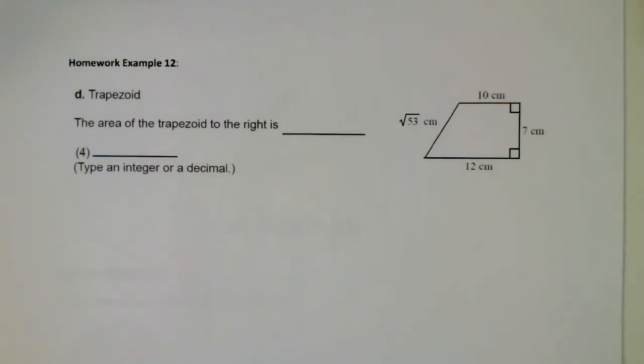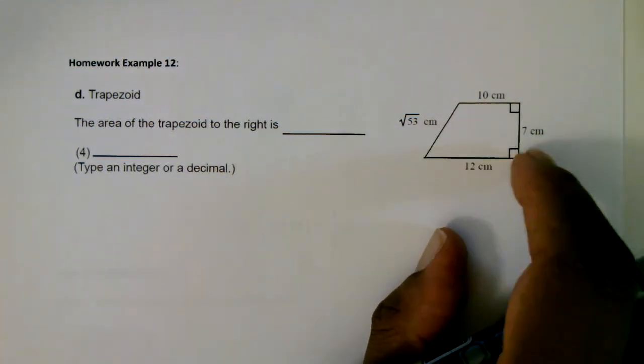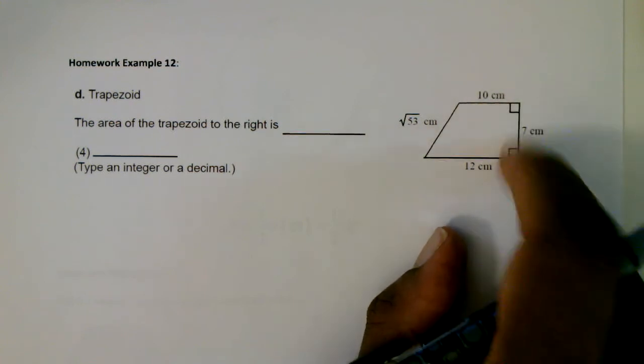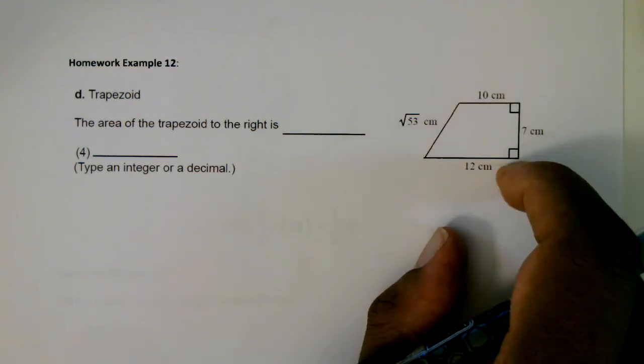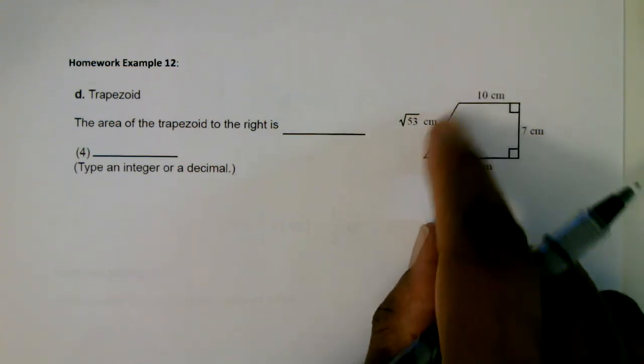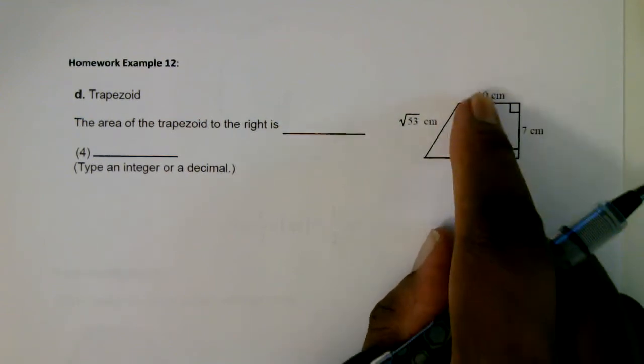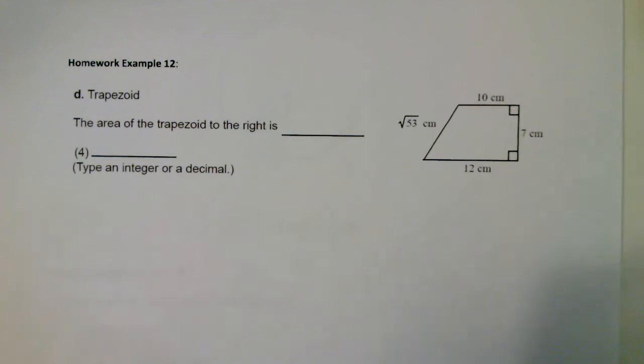All right, here's a homework example dealing with the trapezoid. All right, so here the area of the trapezoid to the right is how much? Well, we're given our two bases and the height. Don't worry about that square root of 53 centimeters. That's just additional information that we don't need. All we need are the two bases and the height.